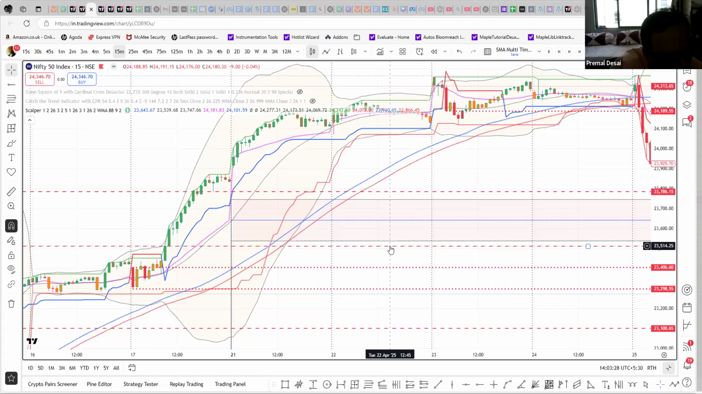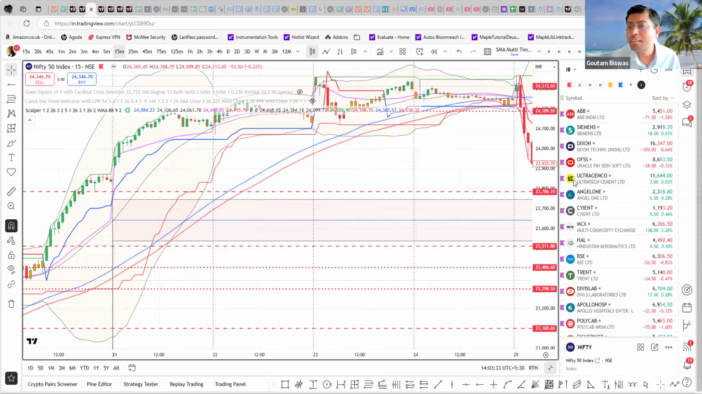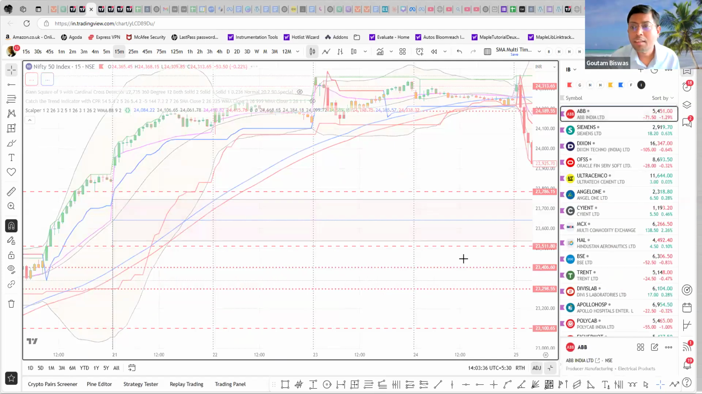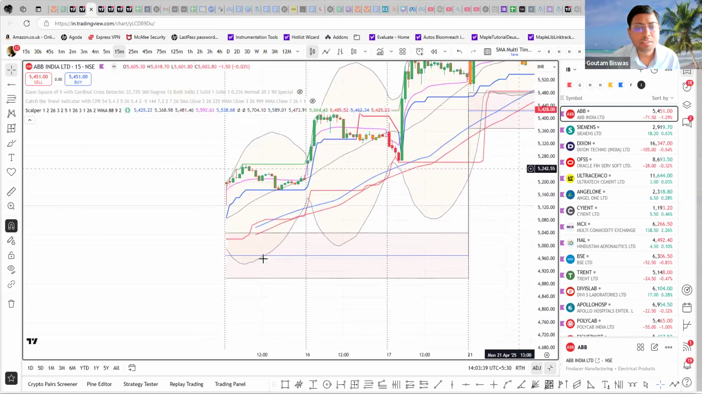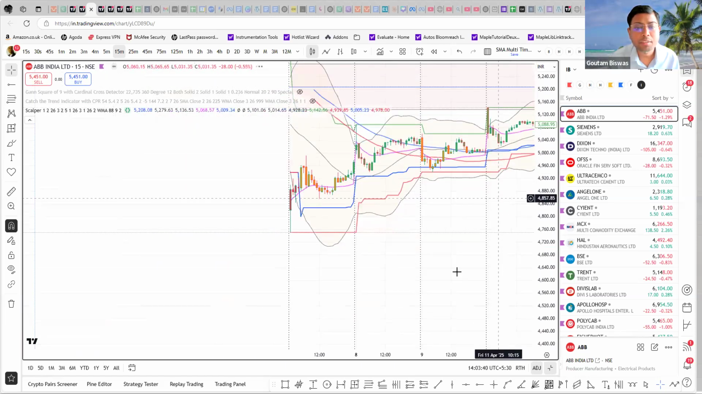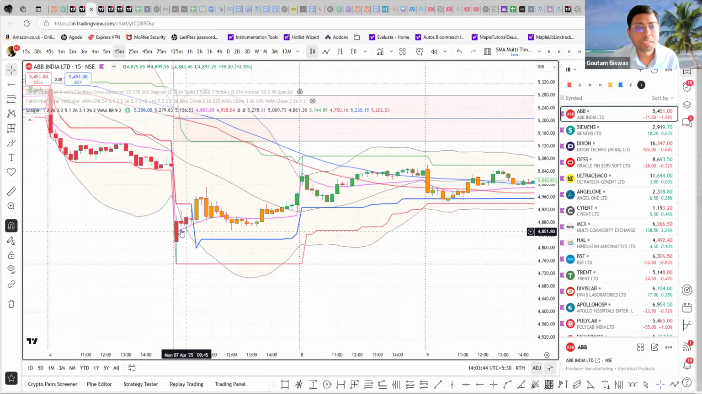Can you explain some stock, actually, Paras Defense? No, I have given you the indicator. You go and apply. See, these are my favorite stocks: ABB, Siemens. Look at any stock, any time frame. Look at what happened on ABB on the same day, 7th of April.